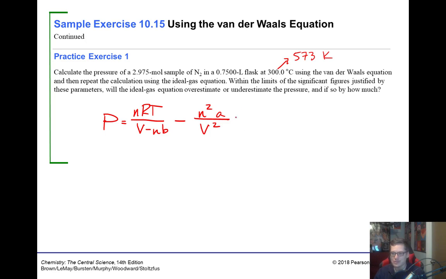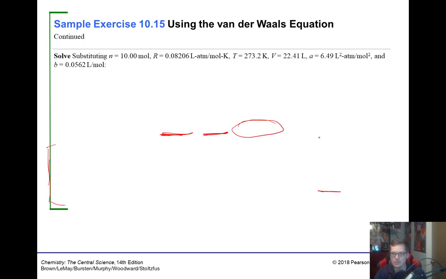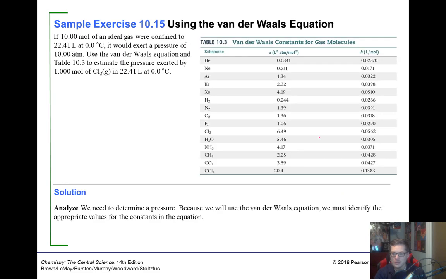Our moles was 2.975. And then the R value, we'll just do atmospheres, 0.0821. And then the temperature was 573 Kelvin. Then we're going to divide by our volume. Our volume is 0.75 minus our moles, 2.975, times our B value. Shoot, now we got to go back and look. We're in N2, so we got to go all the way back here. For N2, our B value is 0.0391.